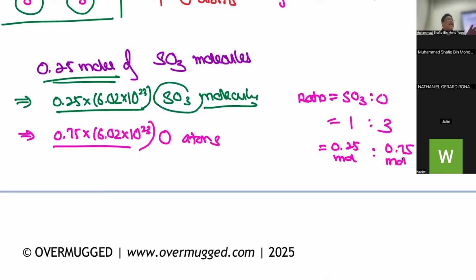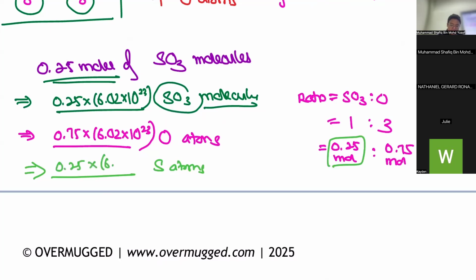Okay, next question is this. What is the number of sulfur atoms in this case? How many sulfur atoms do I have? Come, Anaya. In one SO3, how many sulfur atoms do you have? Also 1, right? So 1:1. So if SO3 is 0.25 mole, then sulfur will also be 0.25 because it's 1:1, right? Then the math will be 0.25 times Avogadro's constant also.